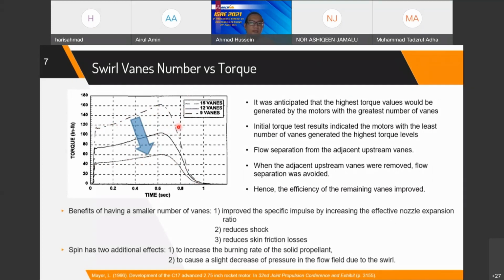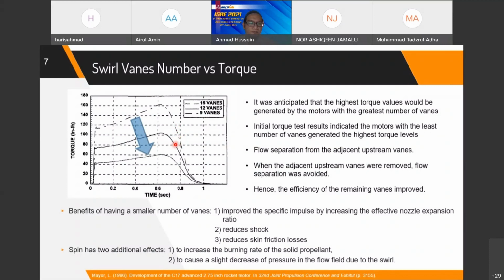When the adjacent upstream vanes were removed, the flow separation was avoided, and hence the efficiency of the remaining vanes improved. The benefits of having a smaller number of vanes are: first, they improve the specific impulse by increasing the effective nozzle expansion ratio. Secondly, they reduce the shock. And lastly, they reduce the skin friction losses.